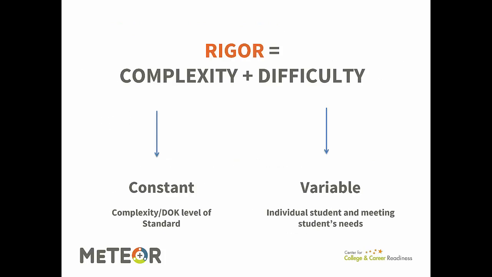So in conclusion, rigor equals complexity plus difficulty. Complexity is the depth of knowledge level of the task set by the standards, and difficulty is the variable based on individual students. And in mathematics, what makes something difficult for many students is the lack of automaticity when it comes to the basic math skills. Teacher actions need to include setting aside time for students to build their fluency skills.